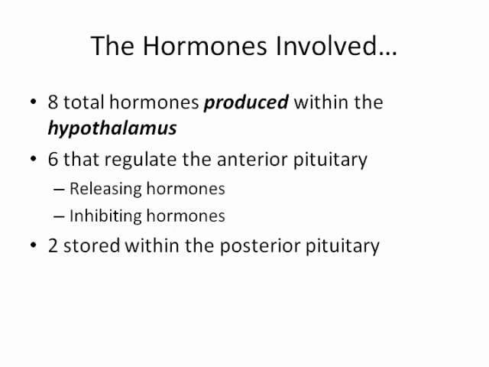Hormones that are involved. There are 8 hormones that are released from the hypothalamus, 6 that are going to regulate the anterior pituitary, 2 that are stored within the posterior pituitary. When we talk about the anterior pituitary, we have the option of those hormones either regulating release of hormones or inhibiting the release of hormones somewhere else in the body. And so you will see that as we go back and forth here.